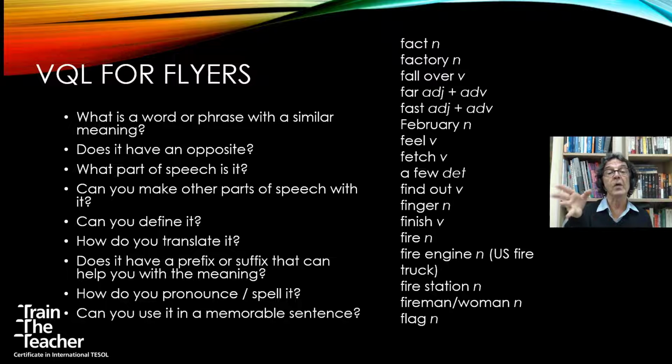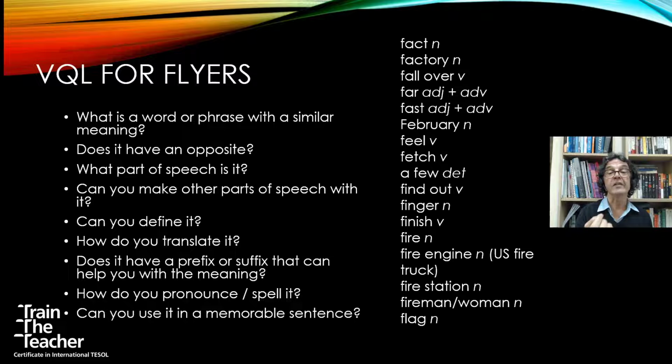So for example, the word finish, does it have an opposite? And of course, what is it? Then you have a word like fetch. What part of speech is fetch? I mean, it's said here that it's a verb, but in a text, obviously you're not going to get that information. Can you make other parts of speech with it? Imagine the word is feel, and feel is a verb, and then can you make another part of speech with it? Yes, feeling, which is a noun.